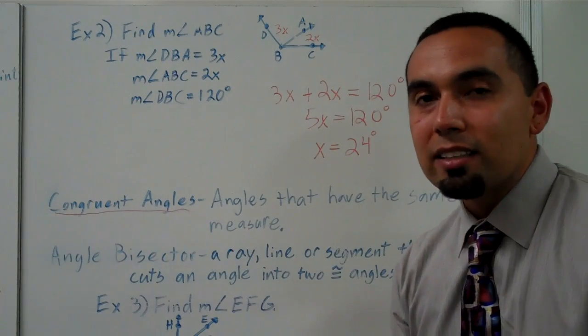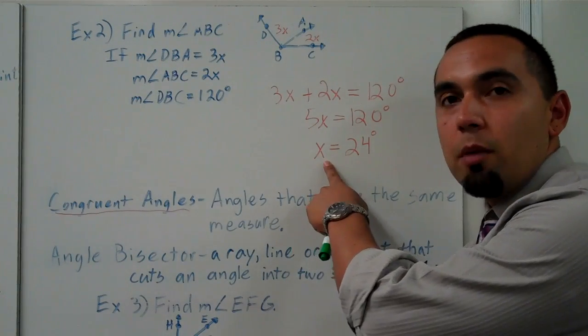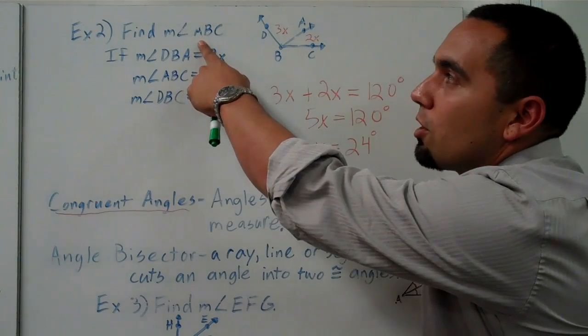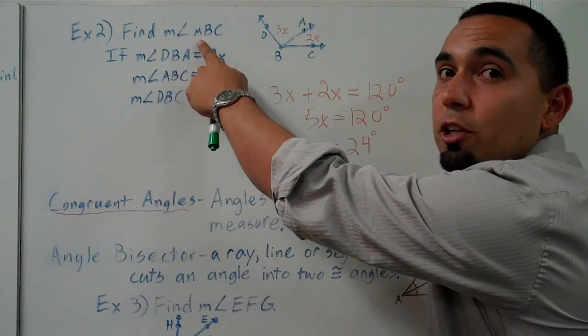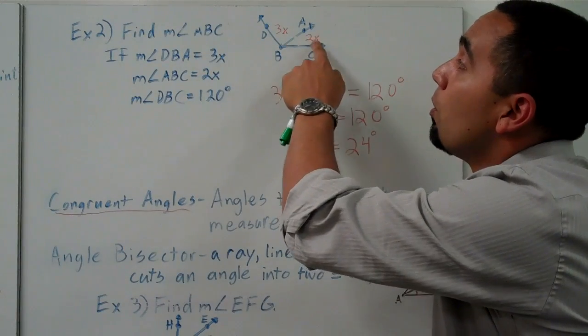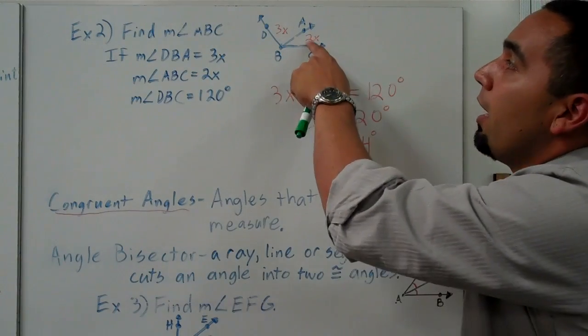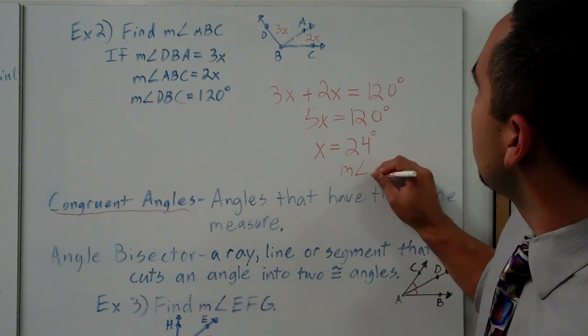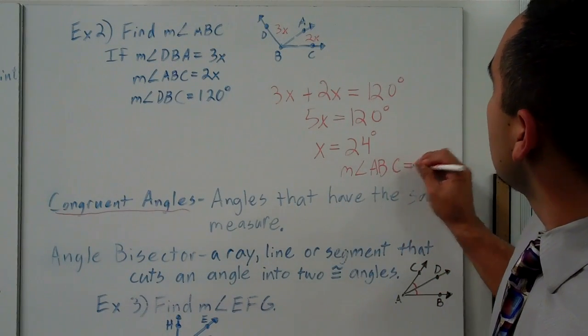But I'm not done. Most people want to stop when they see x. That's what we usually do in algebra, but in geometry, we always have to look at what our question is asking. And it says, find the measurement of ABC. So really, I want to take this number and multiply it times 2. So my real answer is the measurement of angle ABC equals 48 degrees.